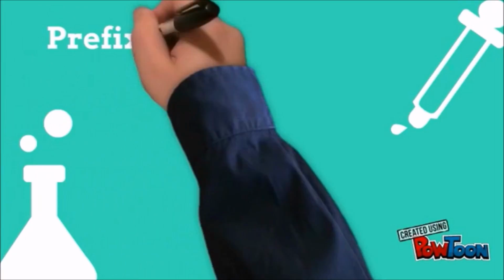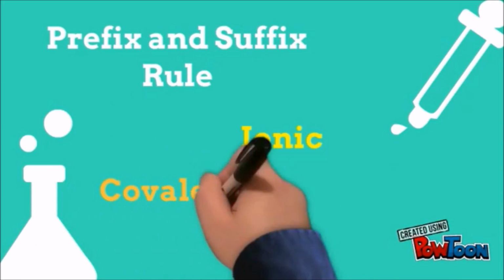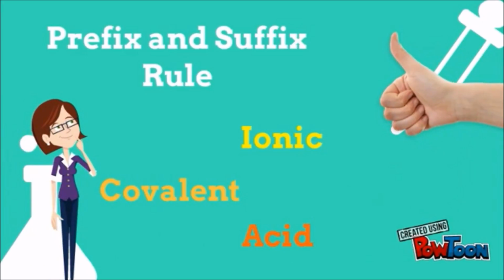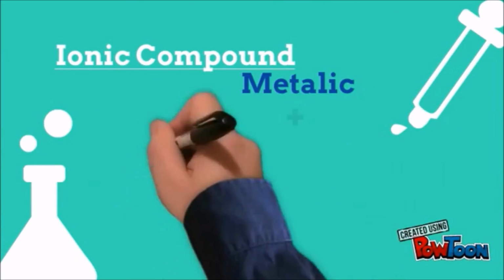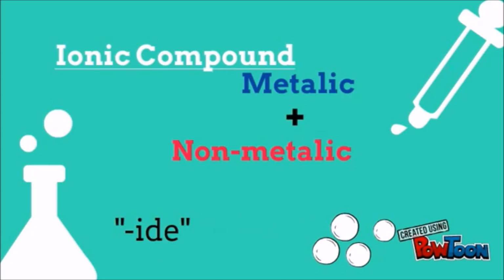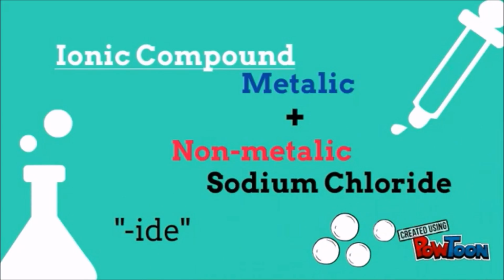Third is the prefix and suffix rule. It is quite tricky, for you still have to know the kind of compound, if it is ionic, covalent, or an acid. Luckily, there is an easy way to remember it. Let's take it one by one. Ionic compounds are a combination of metallic and non-metallic elements and are named following the first rule added with the suffix -ide. A sample of it is salt, which contains sodium and chlorine, and it is read as sodium chloride.